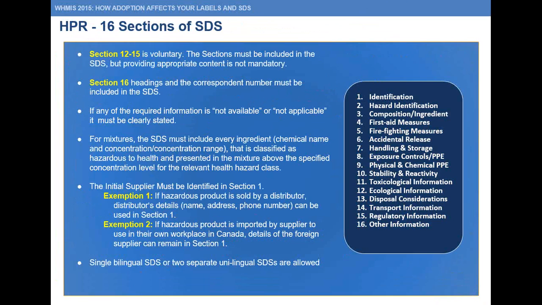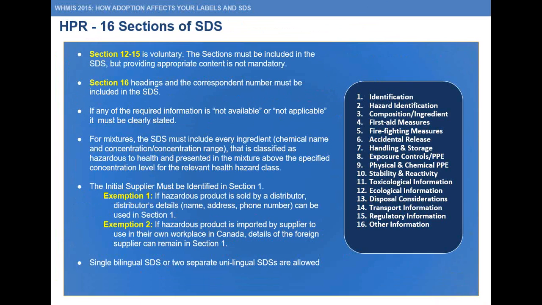So of the 16 sections under SDS for HPR, 12 through 15 are voluntary. These sections, however, must be included in the SDS, but providing appropriate content is not mandatory. Section 16, the header and corresponding number must be included in the SDS, as we talked about earlier, to reflect any vendor change. If any of the required information is not available or not applicable, it must be clearly stated. For mixtures, the SDS must include every ingredient. That is the chemical name and a concentration range that's classified as hazardous to health and present in the mixture above the specified concentration level for the relevant health hazard class.